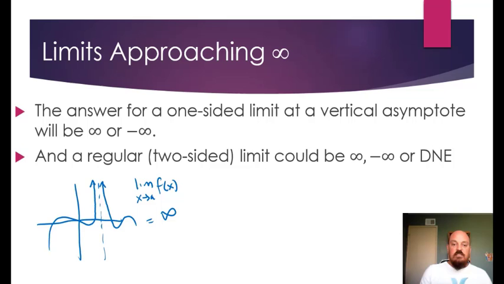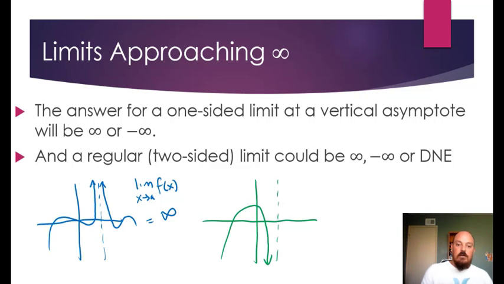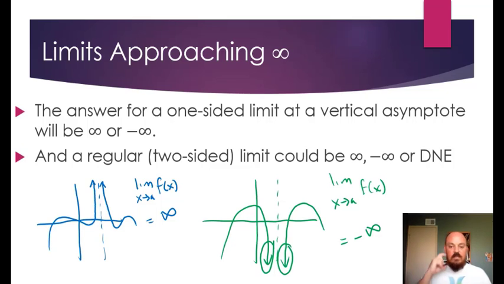Then, if I did the same thing, but I drew one where let's say they're both turning down near the asymptote, like this. That would be an example where the limit as x approaches a of f of x equals negative infinity. Because it's negative infinity on the left and negative infinity on the right, it's the same on both sides, and that means that number is the answer.